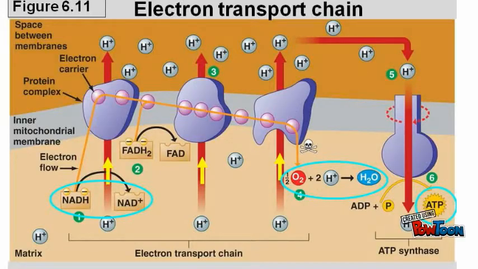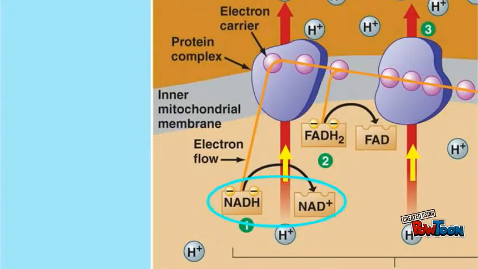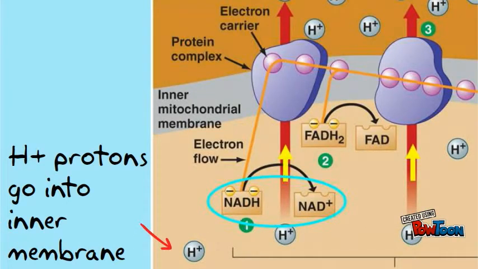The last phase of cellular respiration is the electron transport chain. In this phase, the remaining 34 ATPs are made. In this phase, H+ protons go into the inner membrane to reach equilibrium. They help ATP synthase combine ADP and phosphorus to create ATP.